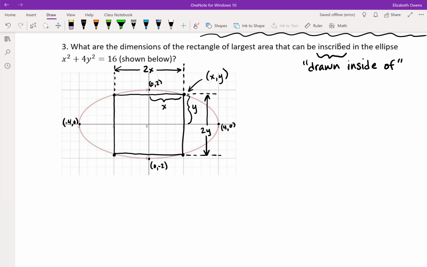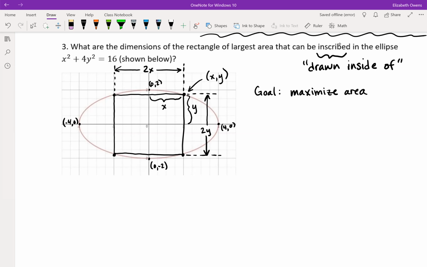So we've got a sketch and we've got it labeled. Now let's state our goal here. The goal is to find the dimensions of the rectangle of largest area. And those are our keys to the goal right here. Largest implies that we are maximizing. And what are we maximizing? The area. So the goal is to maximize the area of the rectangle.